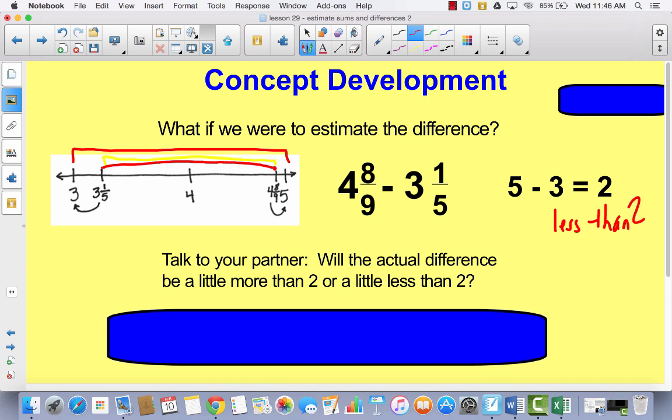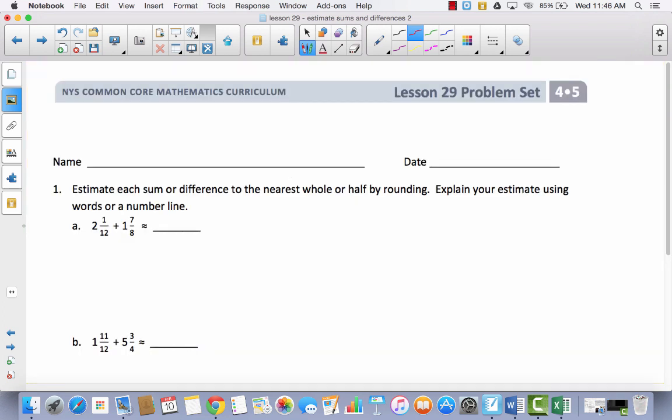Okay? All right, so let's practice this a little bit on our problem set. Go ahead and write your name on your problem set, and let's take a look at the directions. Estimate each sum or difference to the nearest whole or half by rounding.